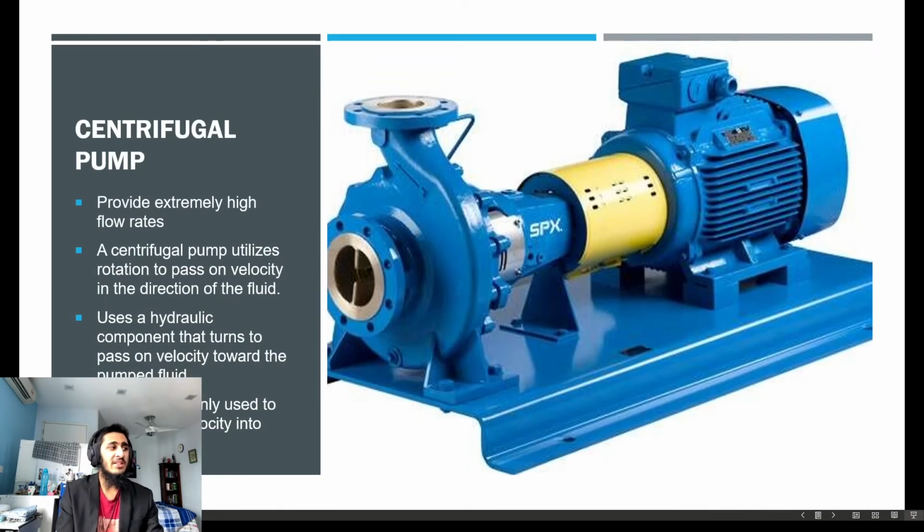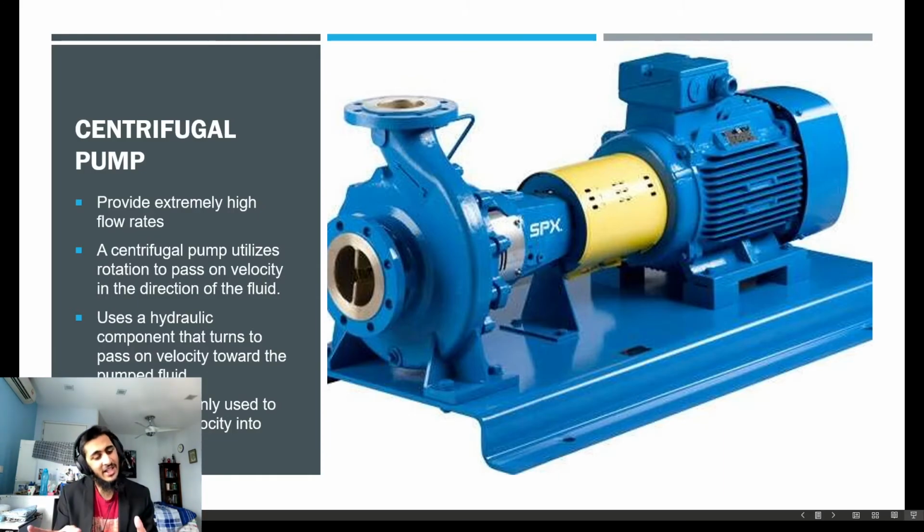Another application is the centrifugal pump, right? Now this provides extremely high flow rates of fluids, and it uses the same idea of rotation within a Tesla turbine to pass the velocity in the direction of a particular fluid. It has hydraulic components that turn this disc, and the pump is mainly used to change the velocity. This particular centrifugal pump or centrifugal devices are used in biomedicine and have been in research for upwards of 30 to 40 years and are still very applicable.